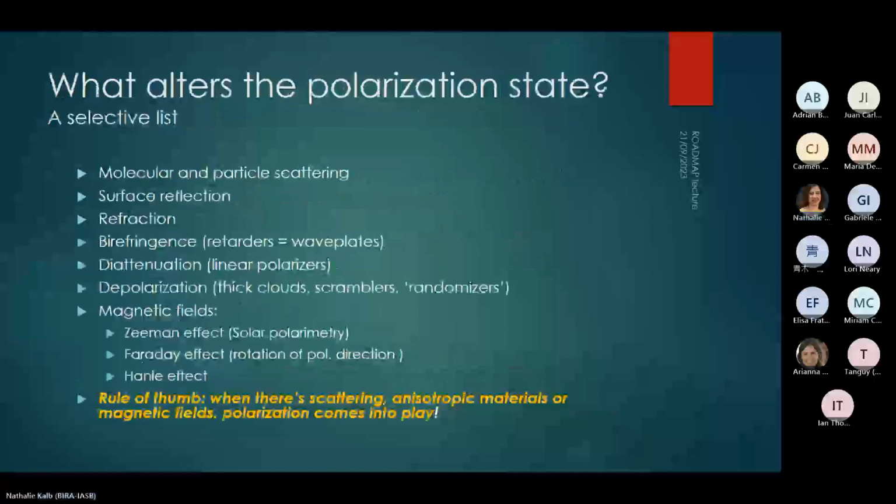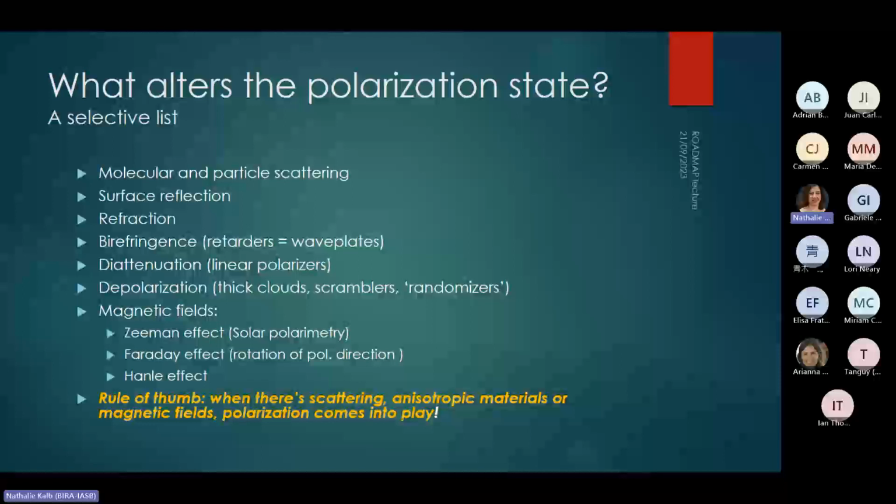What alters the polarization state? We already had molecular and particle scattering, surface reflection, and refraction changes as well. Birefringence. Attenuation is the physical process used in linear polarizers. There is depolarization by thick clouds or by an optical component called a scrambler. It's based on randomizing the polarization states. It just mixes everything, and in the end, you arrive at unpolarized light.